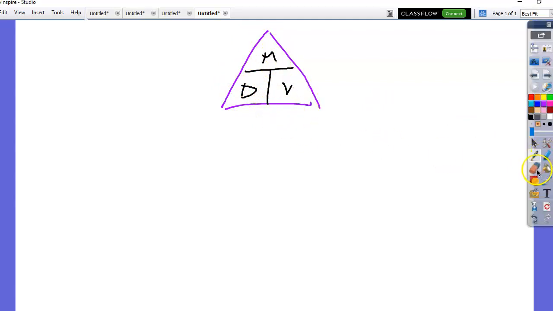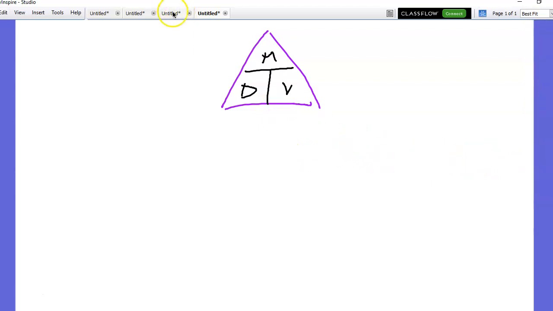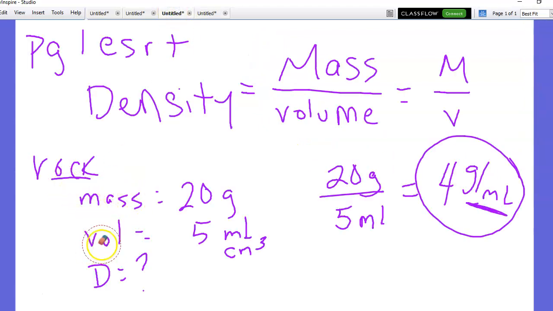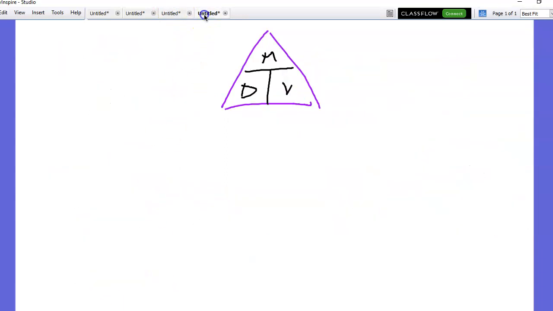For example, just temporarily, I'll delete it. Like my question on the other slide, I was given mass and volume and solving for density, but let's say I didn't know the formula. Well, I can go to my triangle and delete my density. What would I have left? Mass over V, volume. Mass divided by volume. That would be my formula.